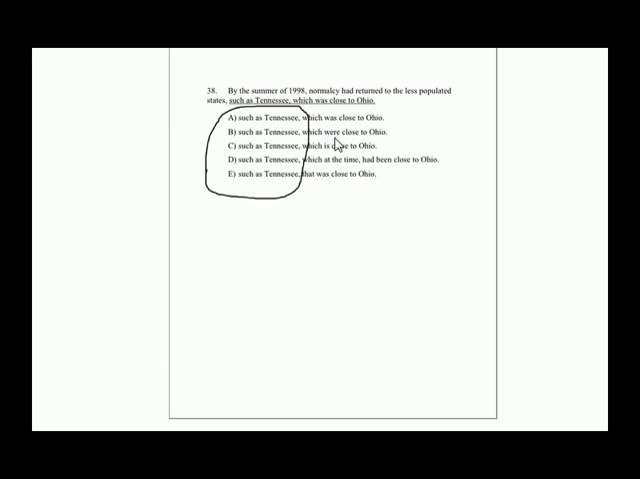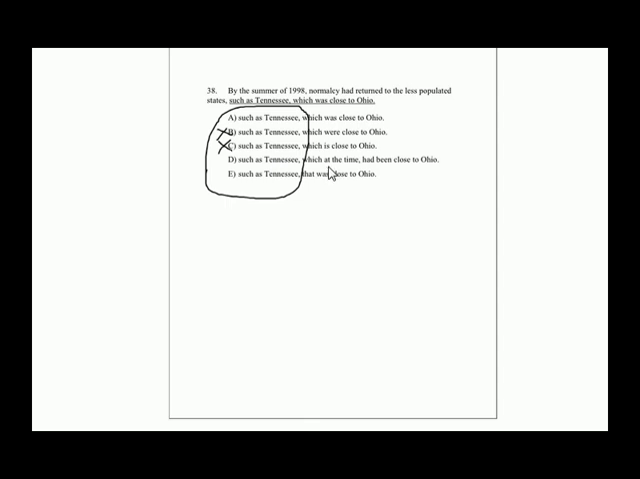Now this were would be used if there was more than one state you were talking about. You're only talking about one, which is Tennessee. So answer B is not correct. Which is close to Ohio. Now here in the question we're talking about a time in the past, and which is the present, so there's a disconnect here. It should be were, or something indicating the past. So choice C is not correct either.